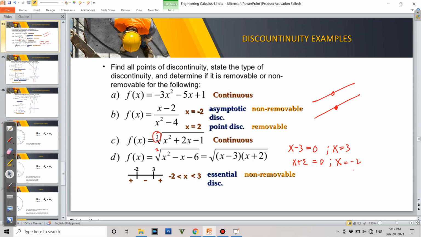So that is why from negative 2 to 3, we have the discontinuity here. Hence, that is non-removable. Okay, so this is a radical sign again.